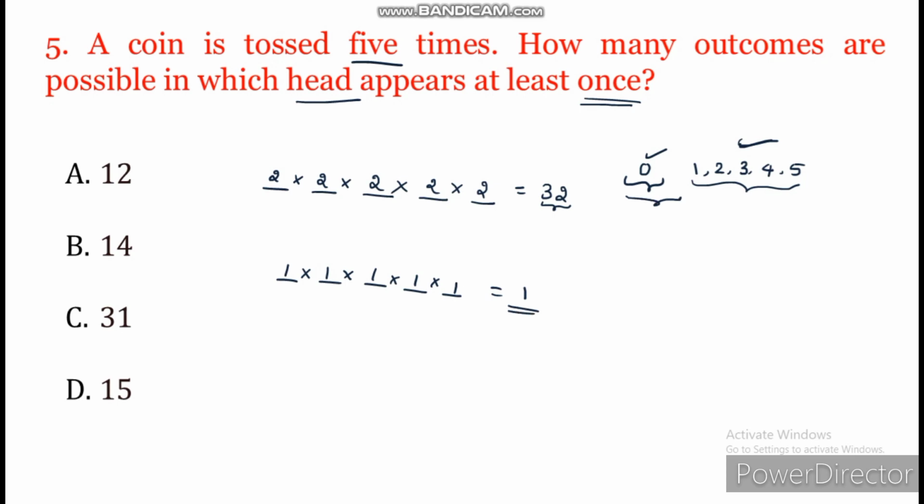Except that case, in all those cases you will have at least one head. See, in 32 combinations, you have a total of 32 combinations. There is only one combination where you get all the tails. It means in the remaining 31, you will have at least one head. The option is option C, 31.